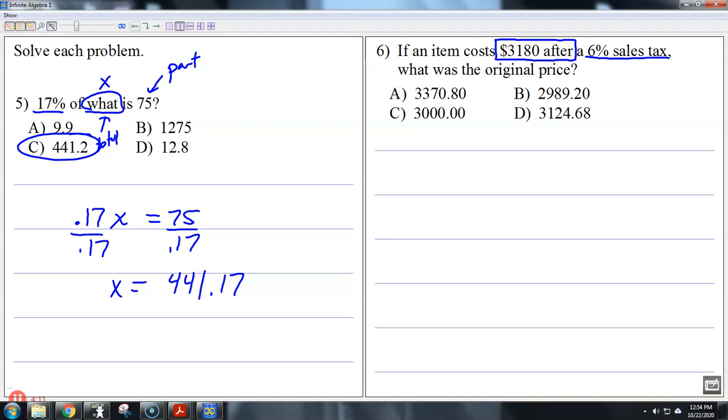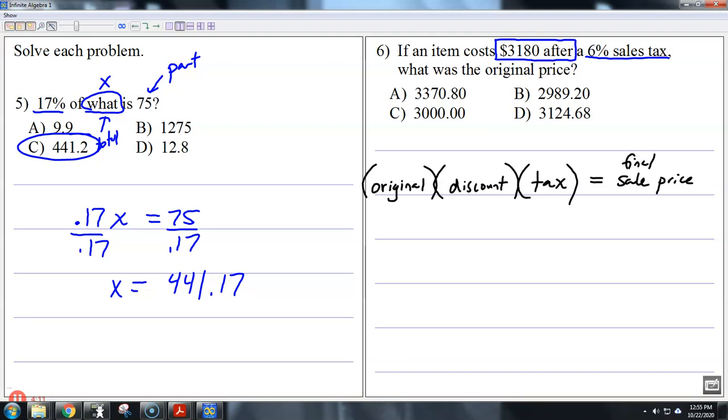Number 6, if an item costs $31.80 after, that's a key word there, after sales tax. So remember, all of these problems, I'm going to do like this. I'm always going to have the original price. That's going to be my starting point. Then we may apply some sort of a discount. Okay? And then we may apply some sort of a tax. There might be multiple discounts. And then we end up with the sale price or the final price, however they want to word it. And remember, when you do a discount, you are taking away, so it's 1 minus the percent, and tax is always 1 plus a percent.